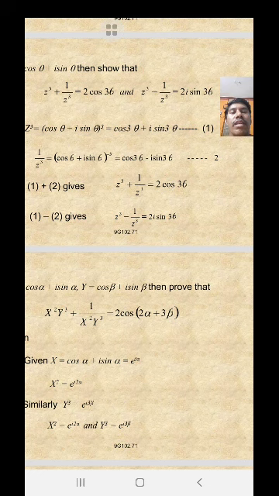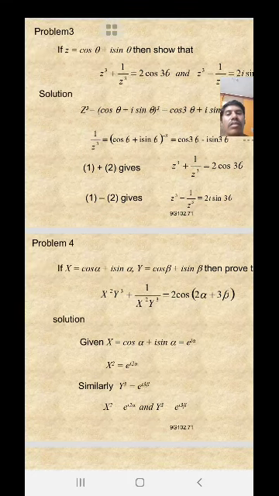Next, subtracting the equations, that is 1 minus 2, gives z power 3 minus 1 by z power 3. That equals, now here subtracting means cos 3 theta gets cancelled, and i sin 3 theta minus of minus means plus i sin 3 theta. So 2i sin 3 theta is there. So this is how we showed.